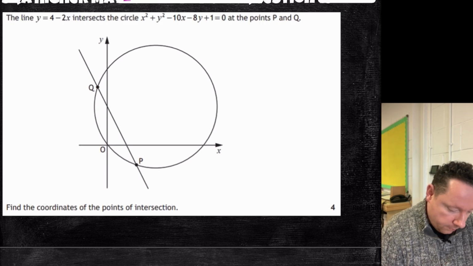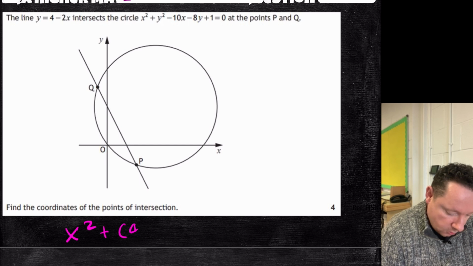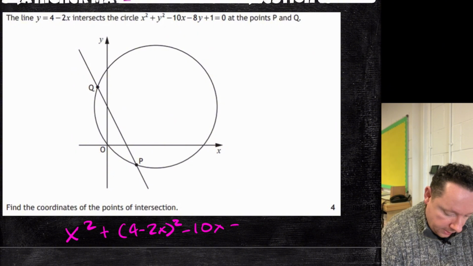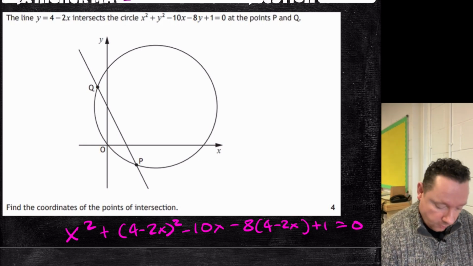So we've got x squared plus y squared, so that's (4 minus 2x) squared, minus 10x minus 8 times (4 minus 2x). And then we've got plus 1, and that equals 0. And we just solve to find x, then sub in to find y.